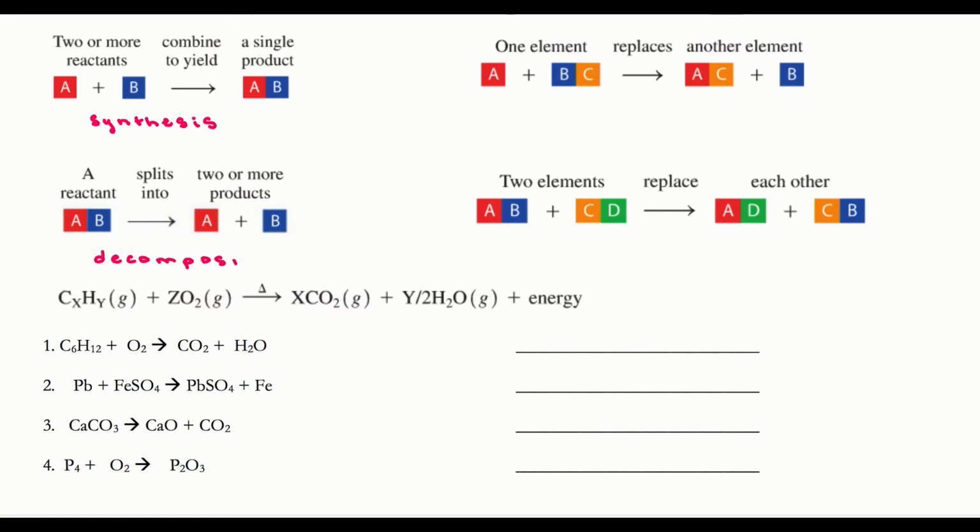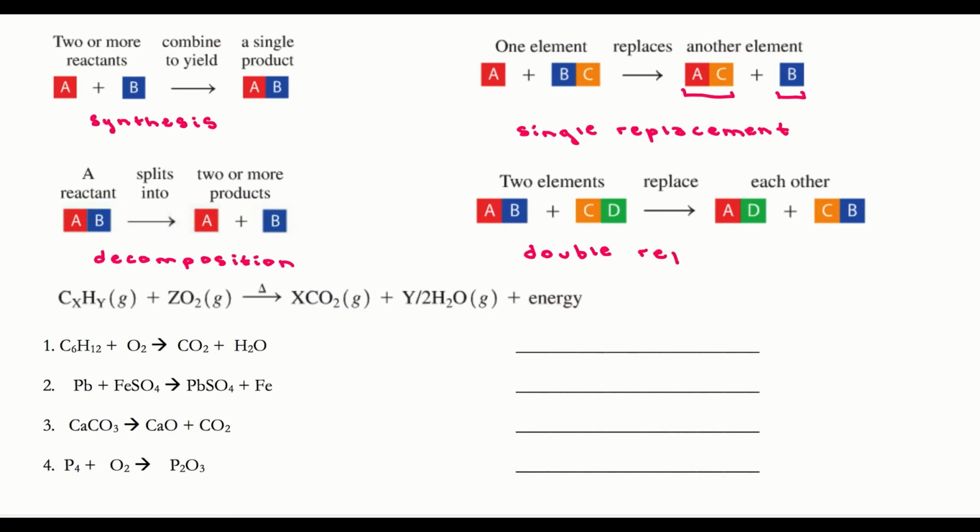Okay? For the next one on the top right, notice I have element A going in and it kicks out B to form a new compound and to have B all by itself. So since it is replacing B, we call this a single replacement reaction. For the one below it, notice now instead of just one element going in and kicking out one, both sets of partners switch places. So since they are replacing each other, we call it a double replacement reaction.